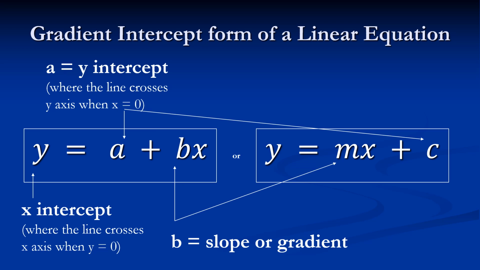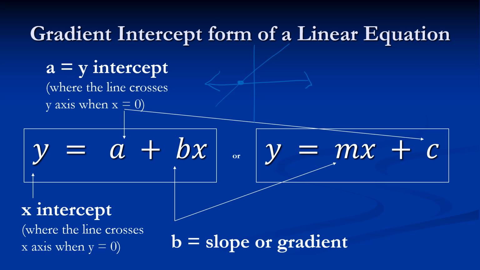Now we can think of the linear equation, and it has some important parts to it. So first of all, the x-intercept. Now the x-intercept is where the line crosses the x-axis when y equals 0. So that makes sense, that if y equals 0, the line's going to cross this axis here. So it may go through there, and so that would be our y-intercept.